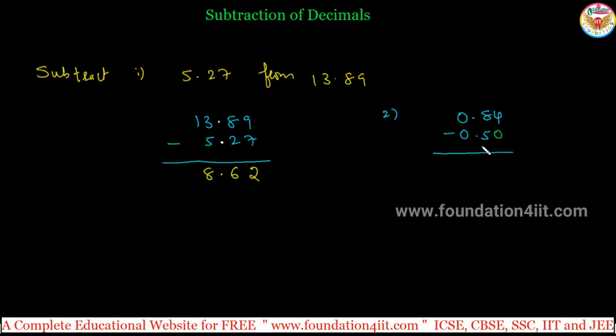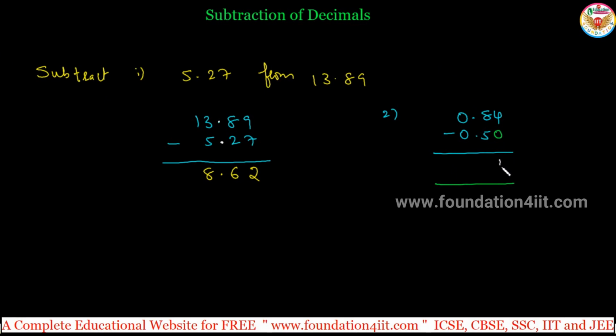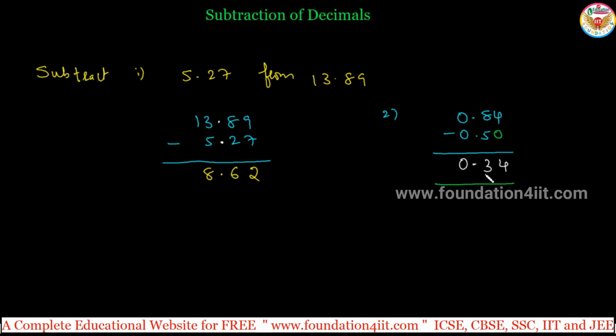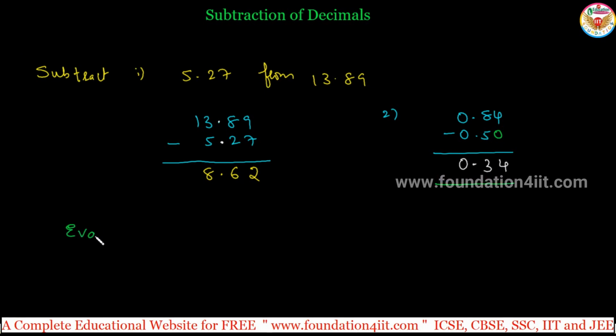So 0.84 minus 0.50. Then take normal subtraction. 4 minus 0 is 4, because there is no digit in that place. So you can keep the 0 now, to make them like decimals. 8 minus 5 is 3. 0 minus 0 is 0 here. So 0.34, right? And in some questions we need a combination, because we did addition previously, right? Along with that, addition and subtraction together, evaluate.